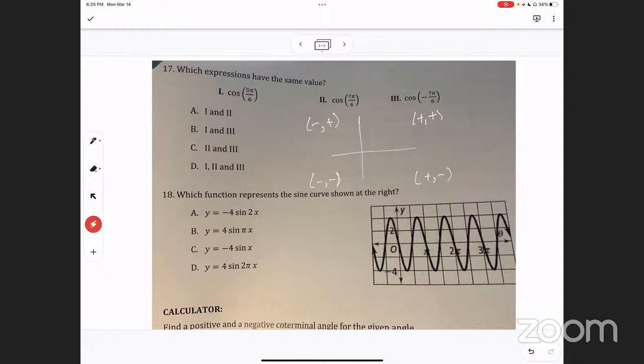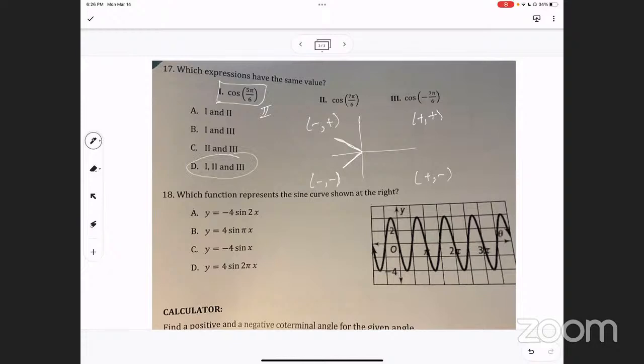So 5 pi over 6 is in what quadrant? Second. Good. And where's 7 pi over 6? That's third quadrant. And negative 7 pi over 6 is the same as positive 5 pi over 6, isn't it? Because you're just going this way. So really, all 3 of them are the same.